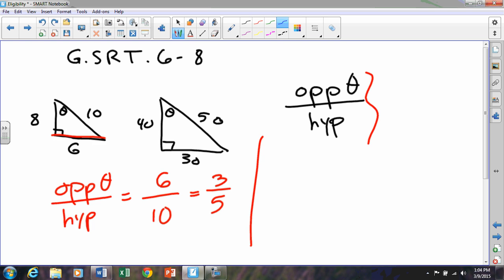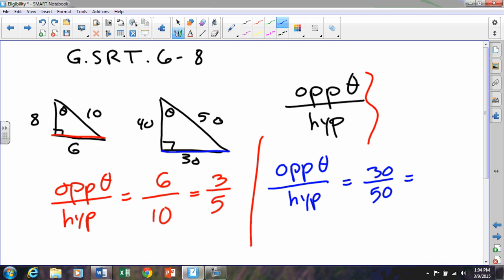Well, do the exact same thing for the right triangle. Opposite of theta over hypotenuse. Opposite is 30. The hypotenuse had length 50. And so if we divided it out and simplified it, we'd get 3 over 5. So why is opposite over hypotenuse the same on both triangles? Because both of them, in this specific example, boil down to the ratio 3 over 5.